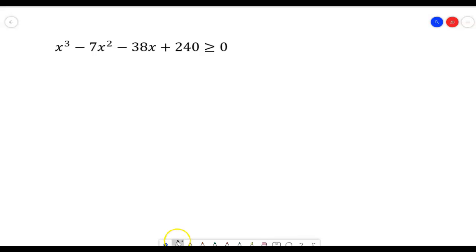In order to do that, we need to use some of the skills that we have. I like the rational root theorem, although 240 has a whole lot of factors, but if we use our calculator, we might be able to get lucky and get some of those pretty quick. So that's what I'm going to do here.